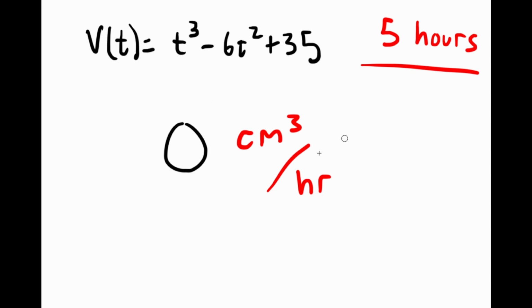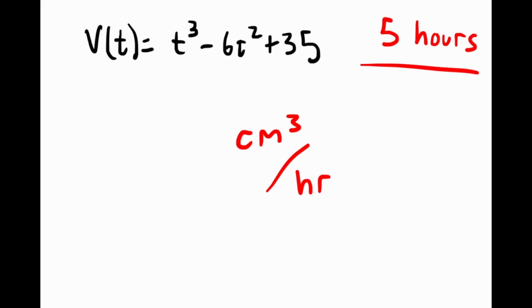So this practically means that it is not changing at all. And if it's a negative number, say negative 10 centimeters cubed per hour, then that basically means that it is shrinking. So negative is shrinking, positive is increasing, and zero is stationary.